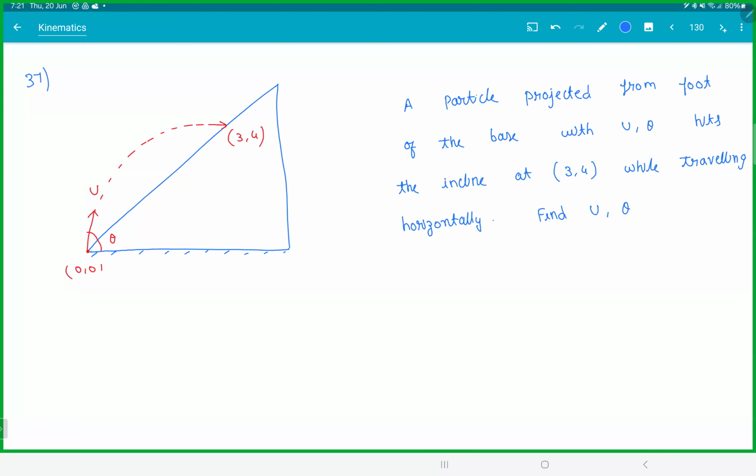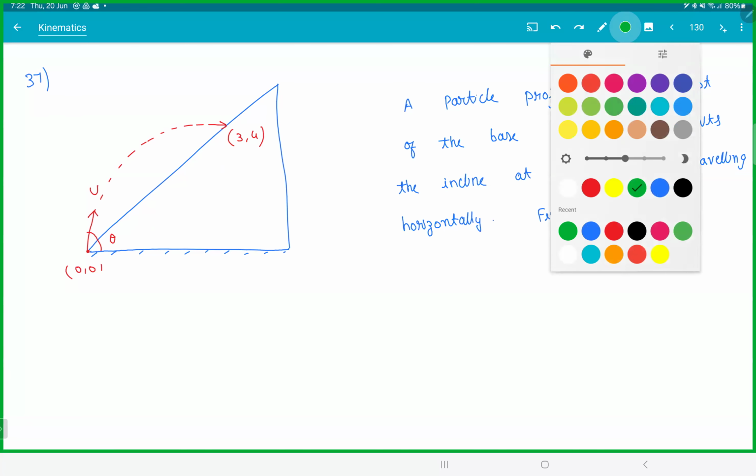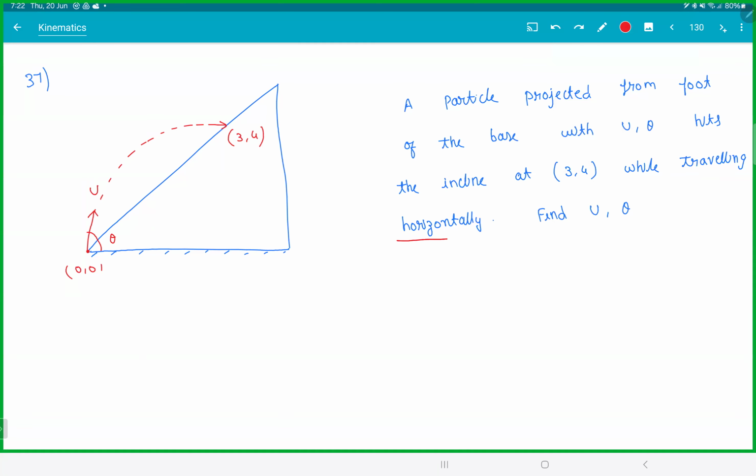No, it's not 53. 53 is this angle. Tan alpha is 3 by 4, so this is 53. That is the angle of the incline. I'm not asking you that angle. Let me tell you one thing. Look at this word, horizontally. Now you tell me, during projectile motion, when does the particle go horizontally? There is only one time it will travel horizontally, at h max.